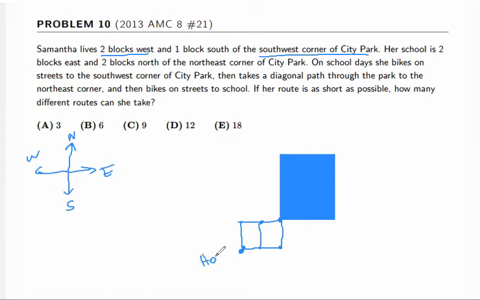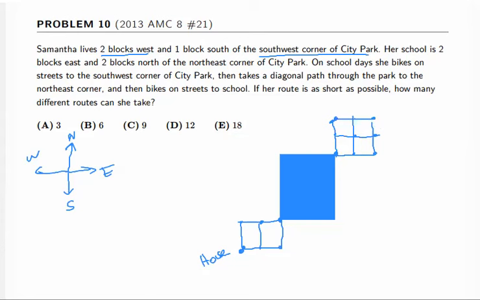So that's her house, and her school is 2 blocks east and 2 blocks north of the northeastern corner. So this is the northeast part. It's going to be 2 blocks east, so 1, 2, and then 2 blocks north. So it will be like this. So you could have something like this. Just imagine these are the streets. This is kind of the visual picture, right?